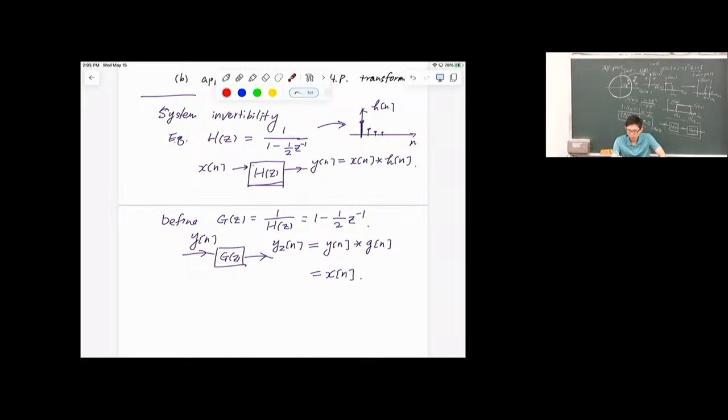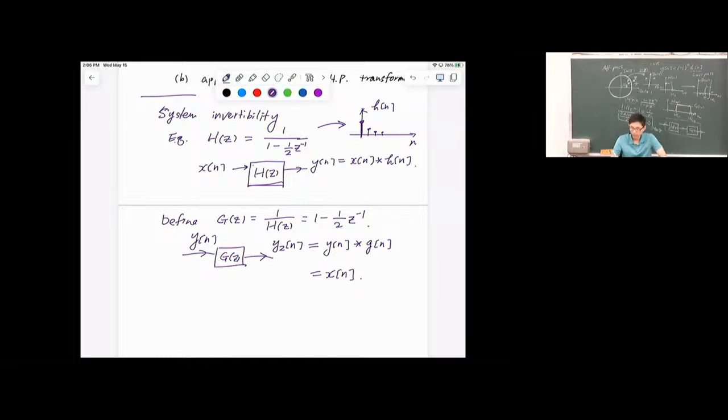We have x, and it is processed by a system h of z. And then we undo the process by putting the output into a second system, so that when we convolve the output with this new system's impulse response, we get back our x. We can recover x, and not only that, but in a causal and stable way, where here g is causal and stable.